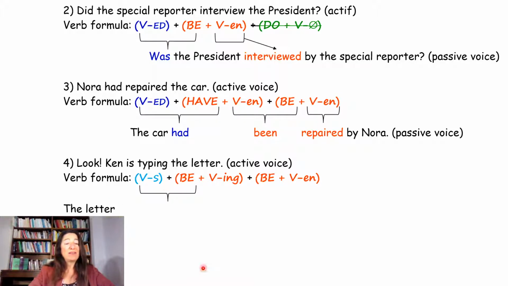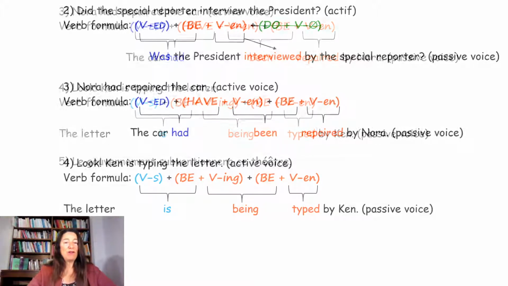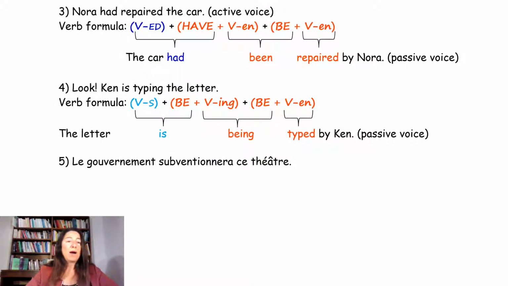And then we want the present of be, which is is, and the present participle of be, which is being, and then the past participle of the verb type, which is typed. The letter is being typed, and again, we can add the agent by Ken, and that's the passive voice. Let's go over one last example. Le gouvernement subventionnera ce théâtre.